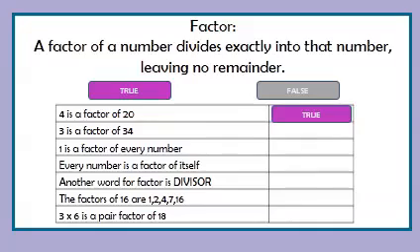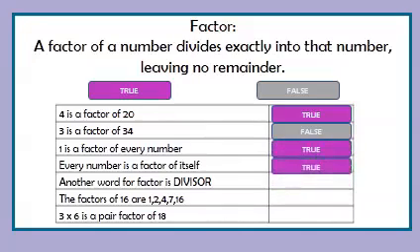Is 3 a factor of 34? Is there a number you multiply by 3 to get 34? There is not. So this is false. 1 is a factor of every number. So as I told you, 1 is a factor of all numbers. So this is true. Every number is a factor of itself. Of course, this is true.